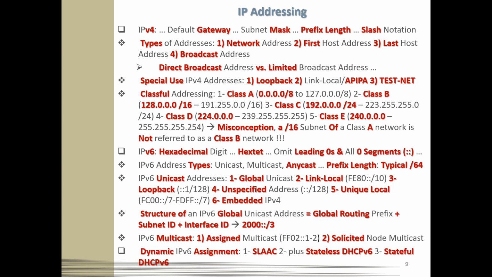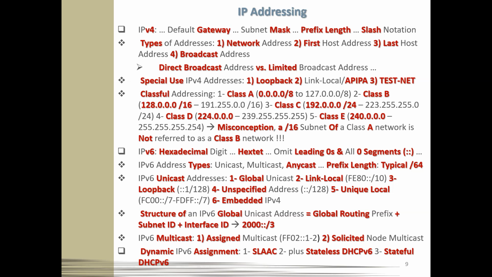And then we have the fourth category or the fourth type of address in IPv4 called the broadcast address, and that's when we have the host portion all set to ones. So in other words, in this example, we're going to have 192.168.10.255/24. This is our broadcast address.